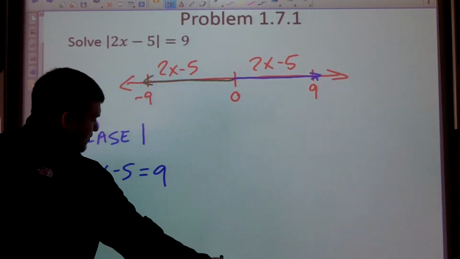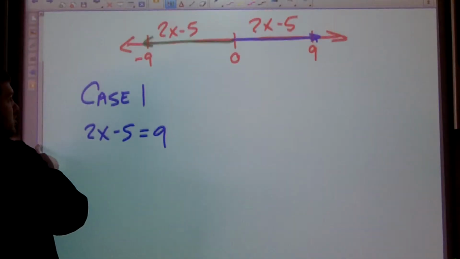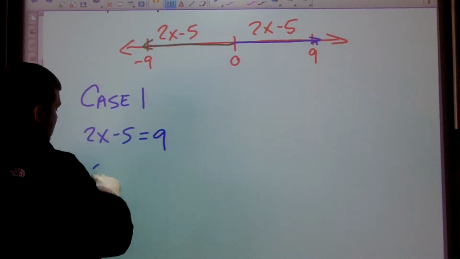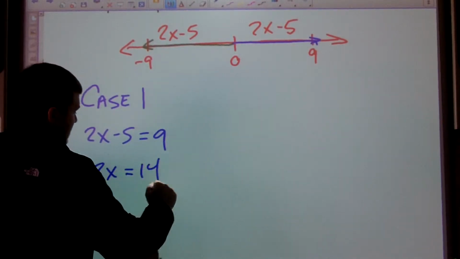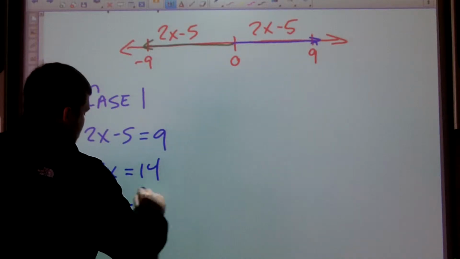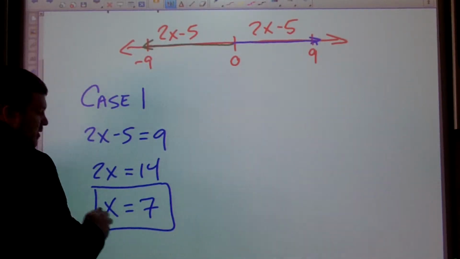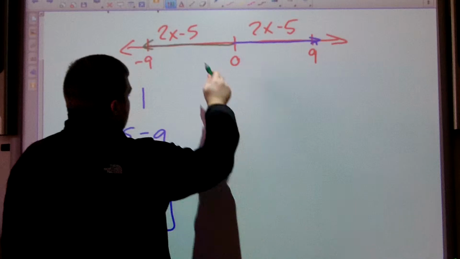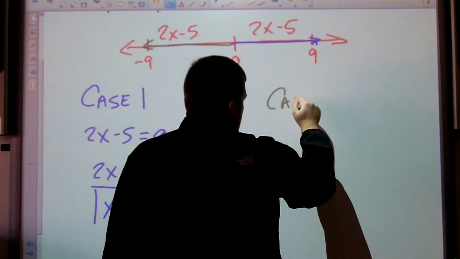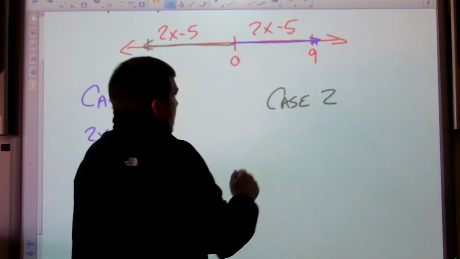Okay, well, let's solve this one. 2x minus 5 is equal to 9. So add 5 to both sides. So we have 2x is equal to 14. Divide by 2. So x is equal to 7. All right, now we need to look at the second case. So case 2, I walk to the left.